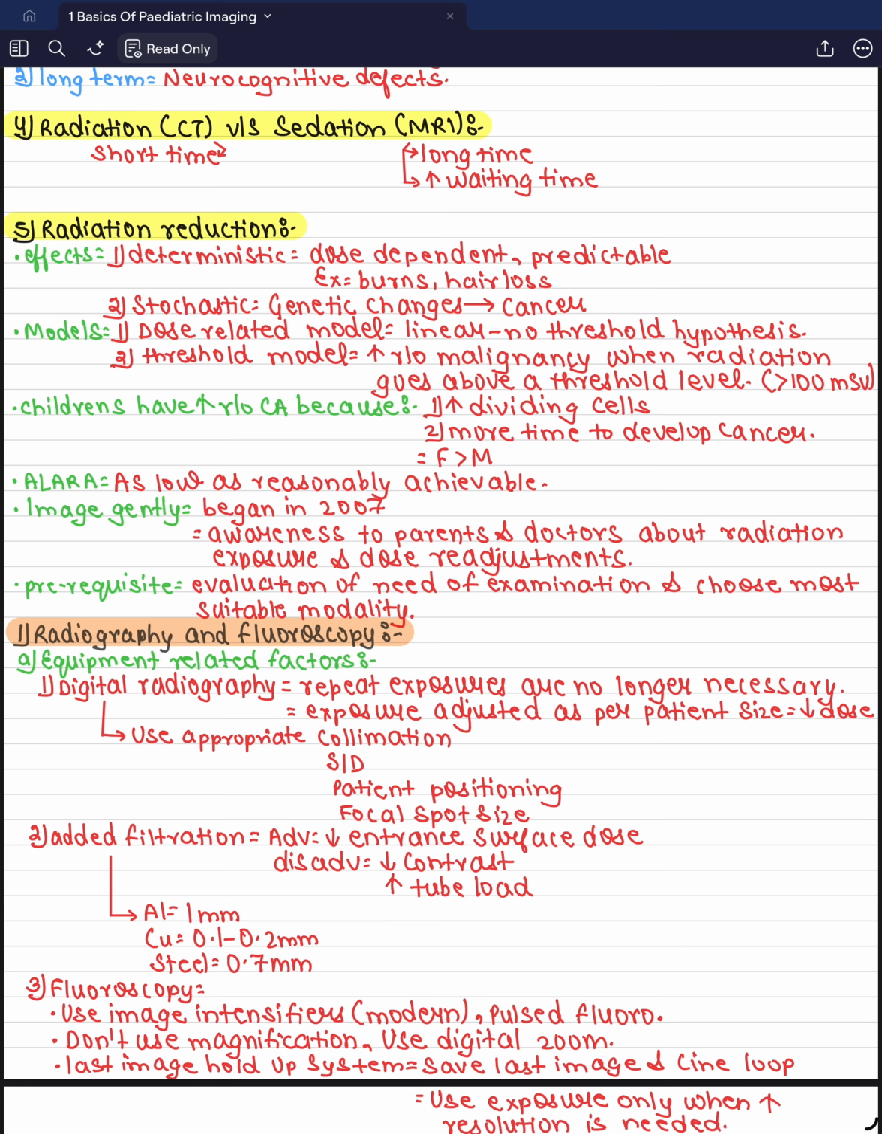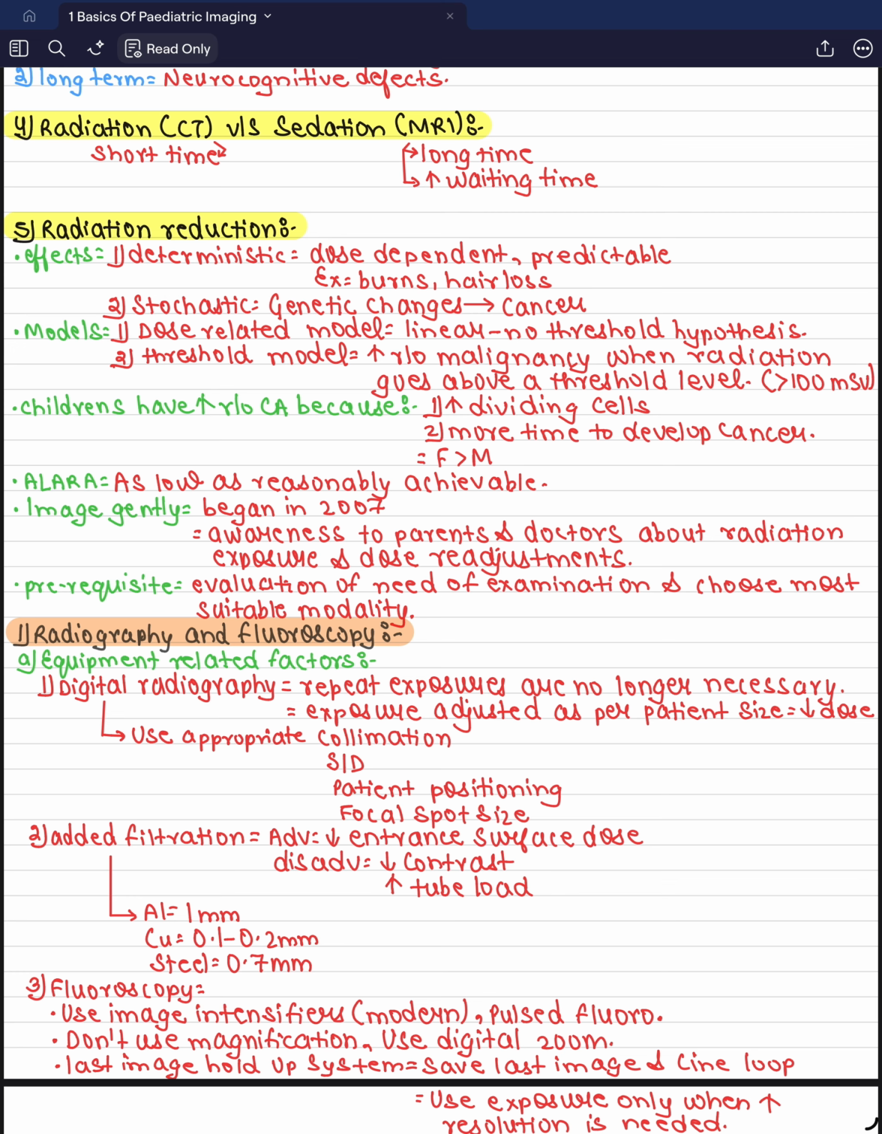Acha, between children and adults, what do you think? Which has more risk of cancer? Children have more risk of cancer. Why? Because children have more dividing cells, and also children have a longer life expectancy, na? So they have more time to develop cancer. Acha, between male and female children, which one has more risk of cancer? Females have more than males.